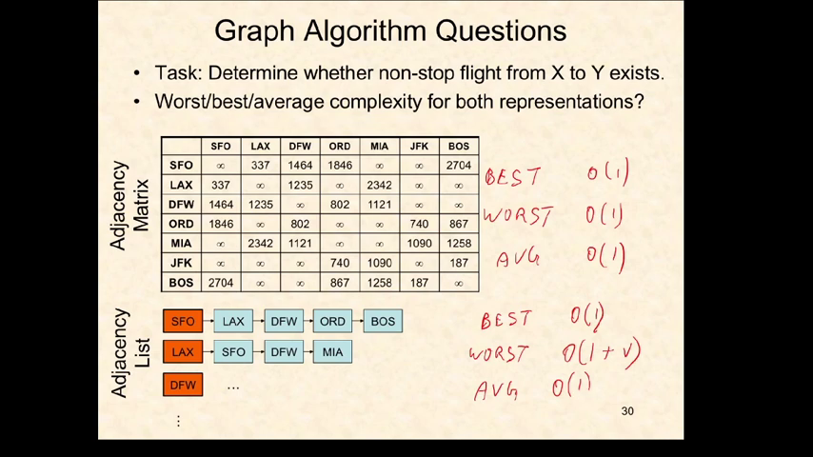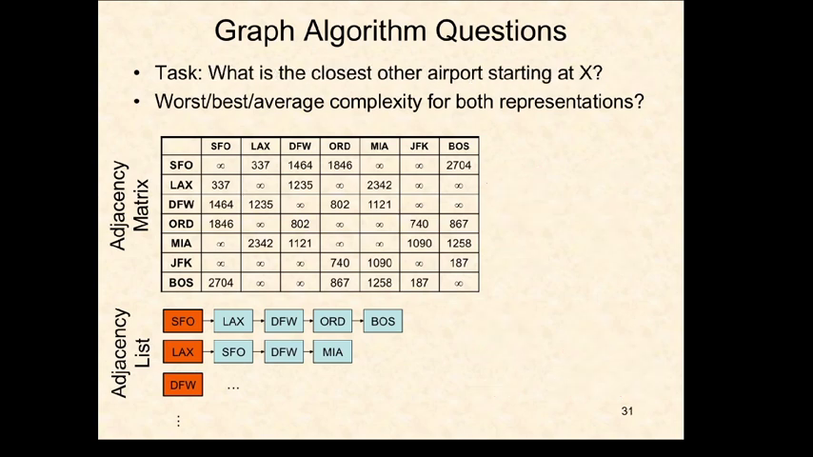It takes us O of 1 to get to the list, but then we've got to traverse the list. The list would be on average about length E divided by V. If the airport we're looking for is in there, it would be E divided by V divided by 2. If it's not in there, it would be just E divided by V because I have to go to the end of the list. But either way, it's going to be about O of E divided by V, about the length of the average list.